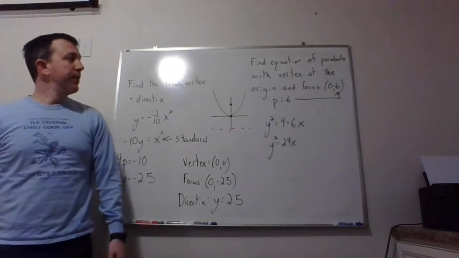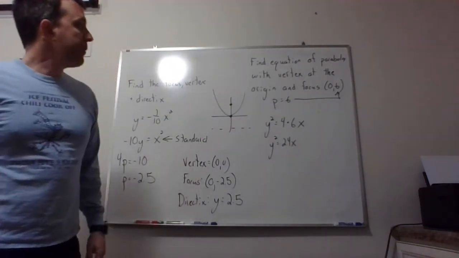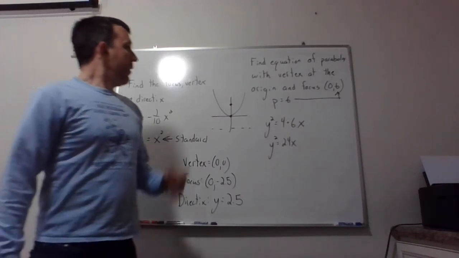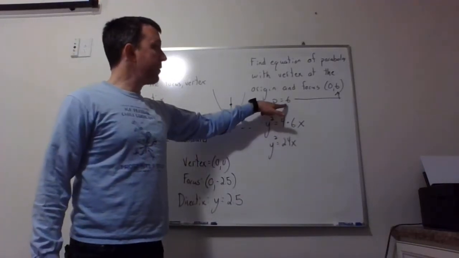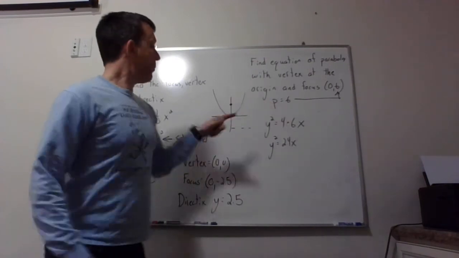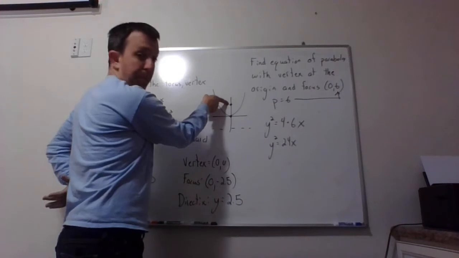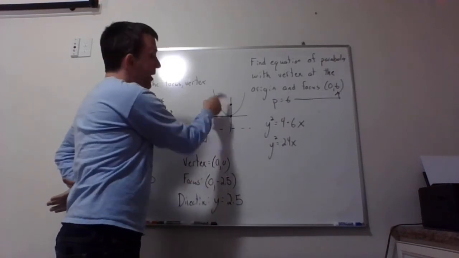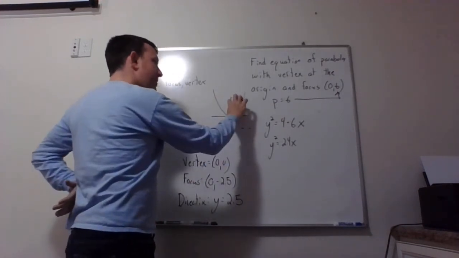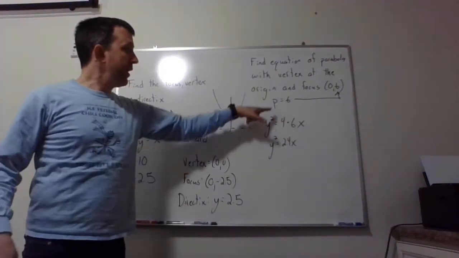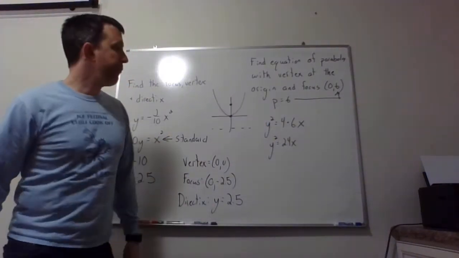And here's my second one. Find the equation of the parabola with vertex at the origin and focus 0, 6. So the first thing I noticed is that p has to be 6 here. We have our vertex at the origin. We have the focus up above it at 0, 6. And we know that p is that distance between those 2 points. Well, since it's 0, 0 and 0, 6, that distance is just the 6.